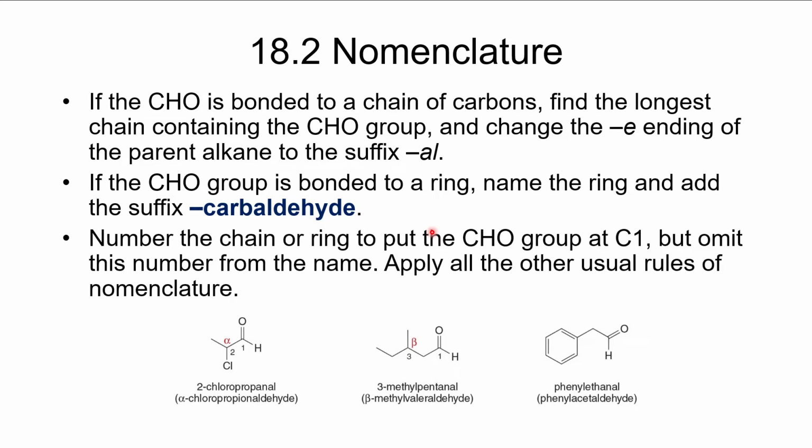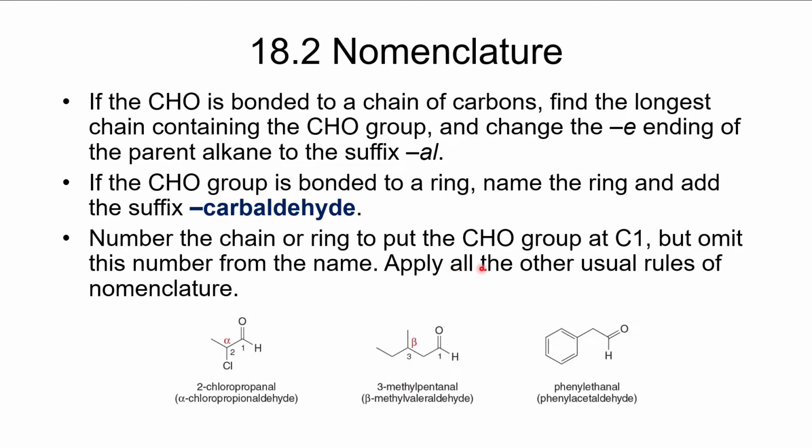And then if we have a chain, we're going to number that chain starting at carbon number 1, where the carbonyl is. And if it's on a ring like cyclohexane carbaldehyde, then the carbaldehyde is assumed to be at carbon number 1 on that ring. We don't have the actual carbonyl for an aldehyde within a ring, because then it wouldn't be an aldehyde.